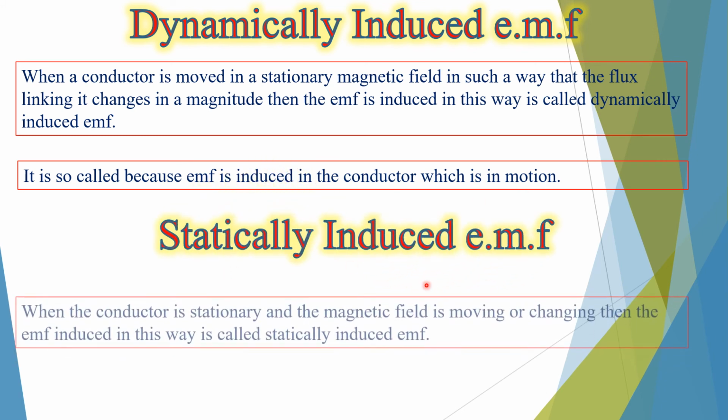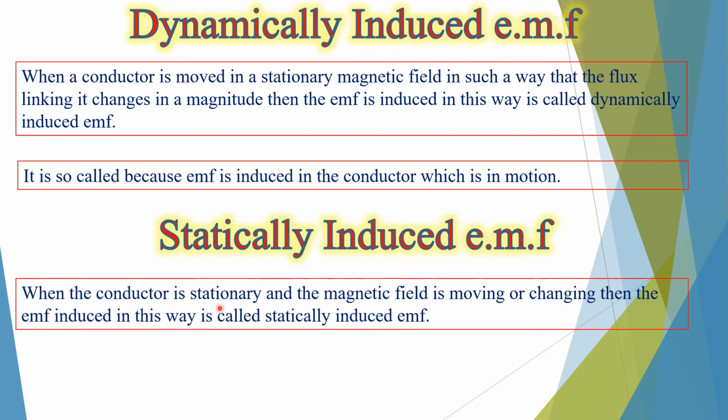Statically induced EMF. When the conductor is stationary and the magnetic field is moving or changing, then the EMF induced in this way is called statically induced EMF. Now in this case, magnetic field is moving, conductor is stationary. Due to the movement of magnetic field, the magnetic flux linked through the conductor is changing.